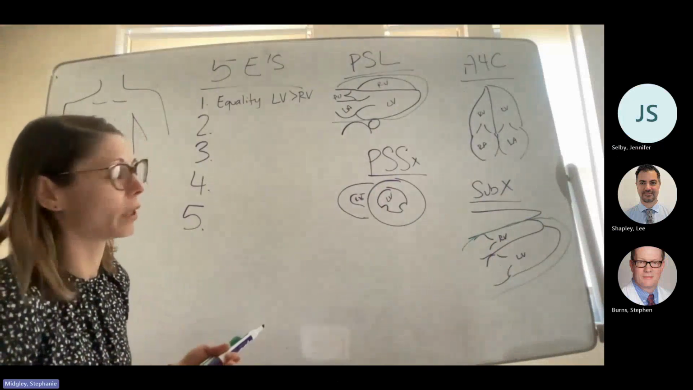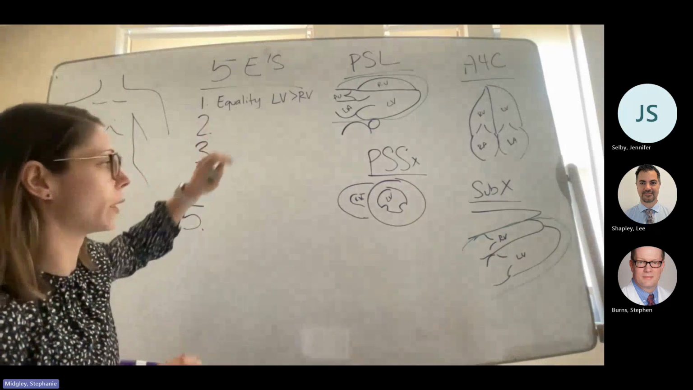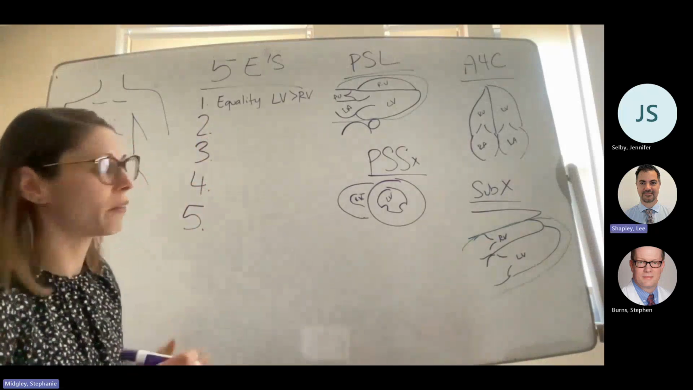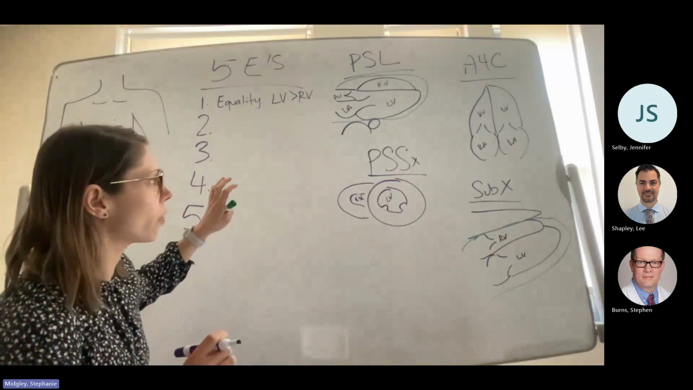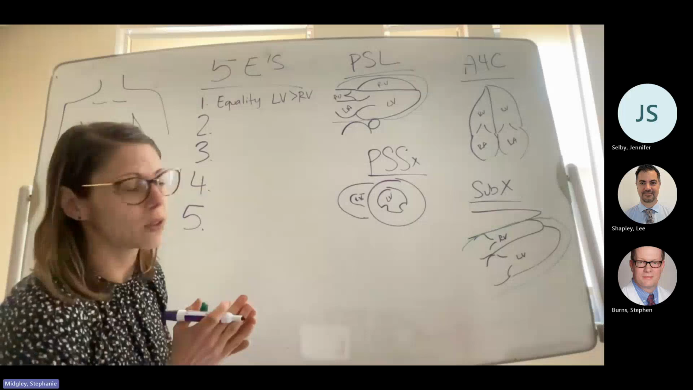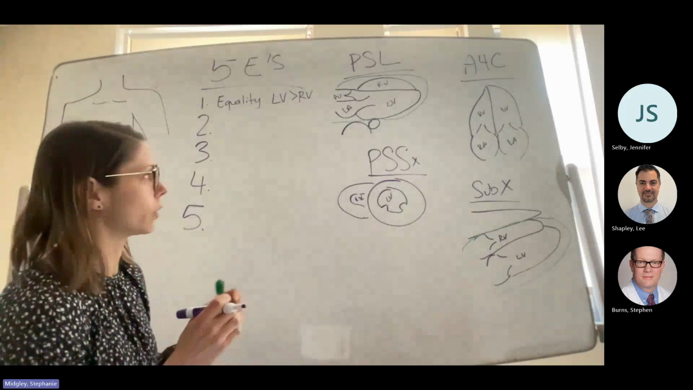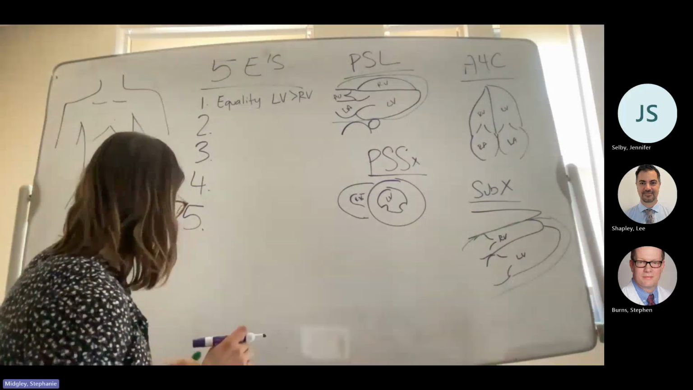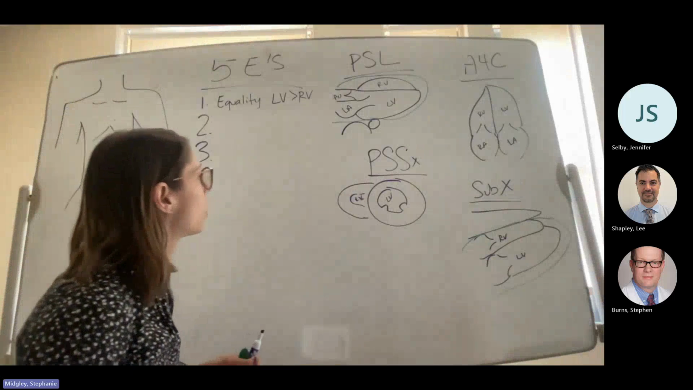When I do my echo, I'm looking for signs of right heart strain. So the first thing I want to look for is equality, and knowing that my left ventricle should always be bigger than my right ventricle. And so being able to figure out what view I can see my left to my right ventricle is going to be really important for me to figure out which one is going to be my good view to look at. So looking at our 4 views.